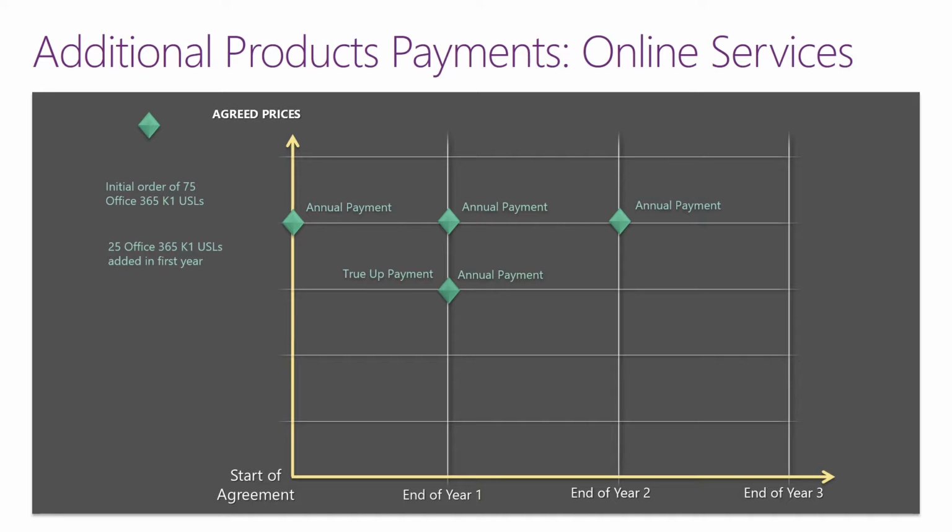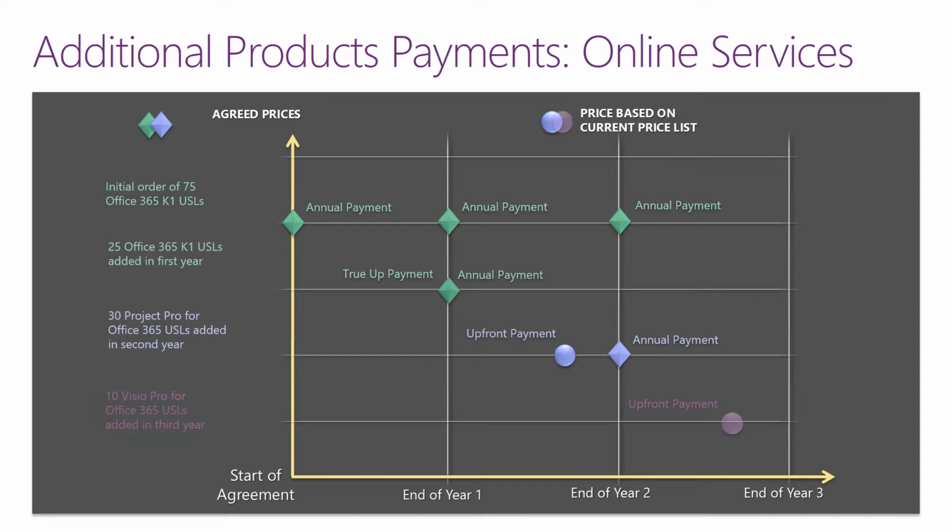In the 2nd year, Contoso decide to start using Project Pro for Office 365. And you can see because this product wasn't on the initial order, they make an upfront payment at whatever the current price for the service is for complete months up until the anniversary, and then that price is used for the annual payment at the next anniversary. And the final purchase here shows that these additional products really can be added in at any time during the enrolment. Well, we've looked at how customers can buy enterprise products and additional products during their 3-year term, but what happens at the end of it?